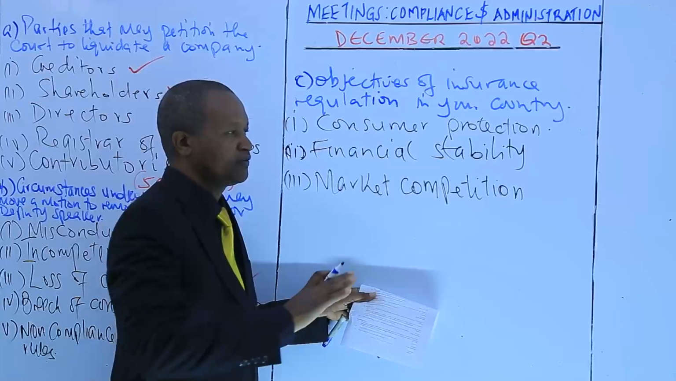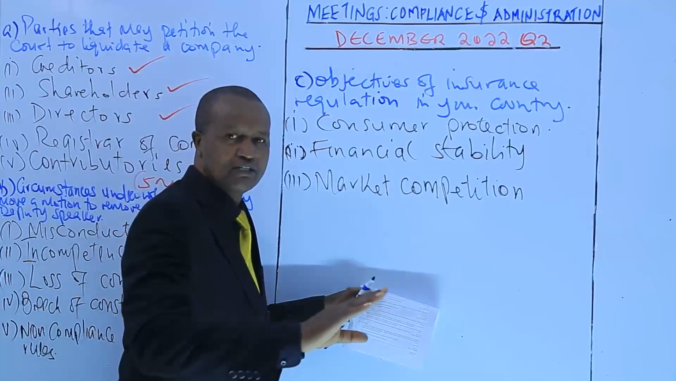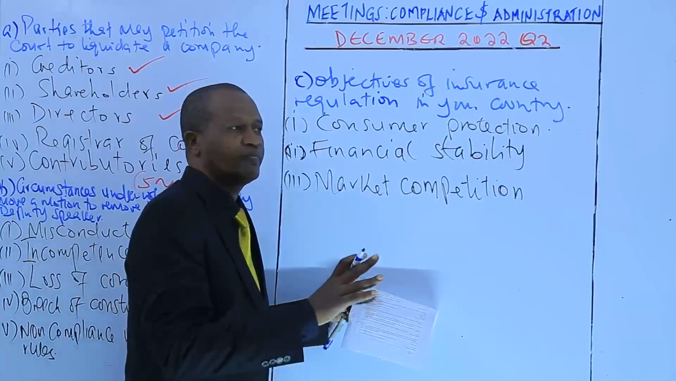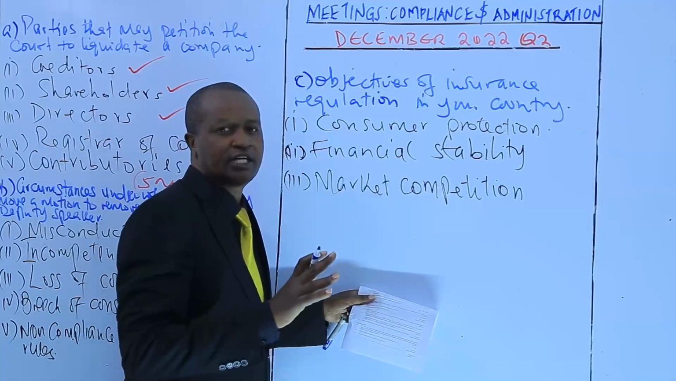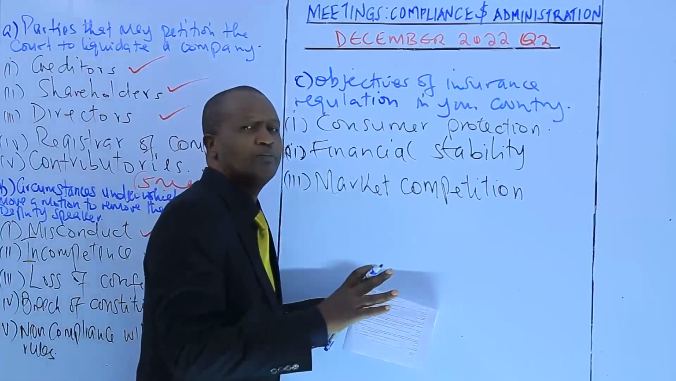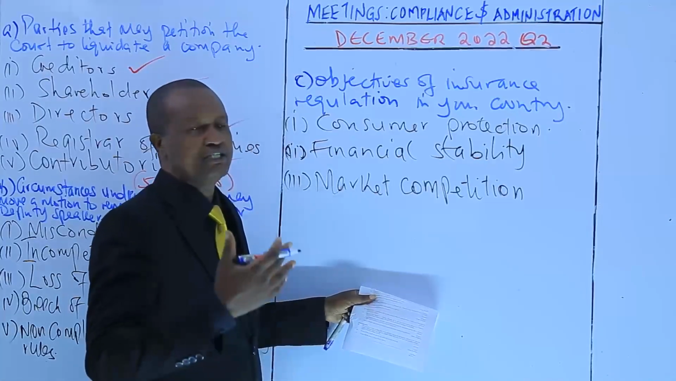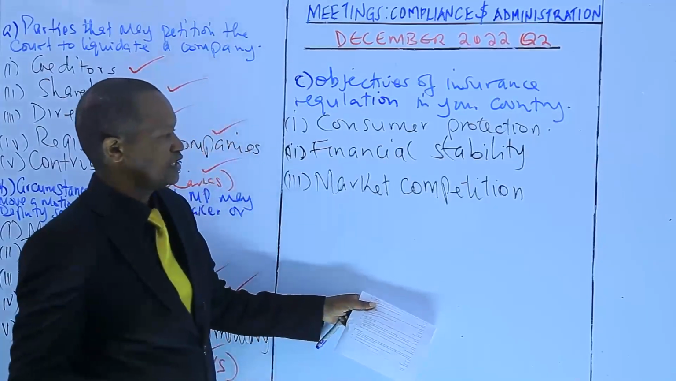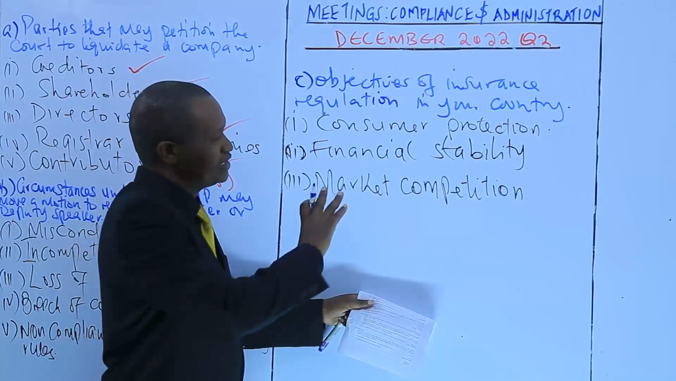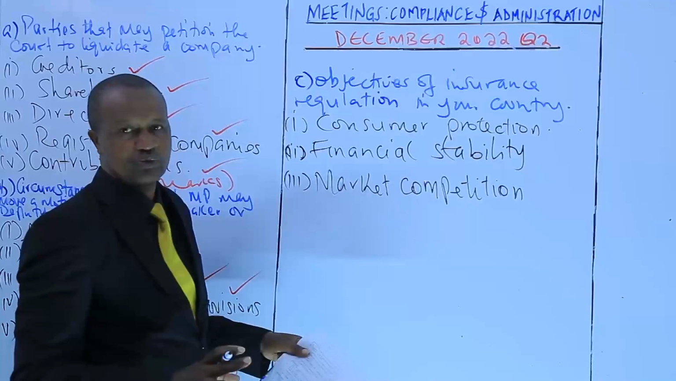It involves monitoring market concentration. It involves prohibiting unfair trade practices. It may also involve promoting market entry and innovation. That is how insurance regulation manages market competition.